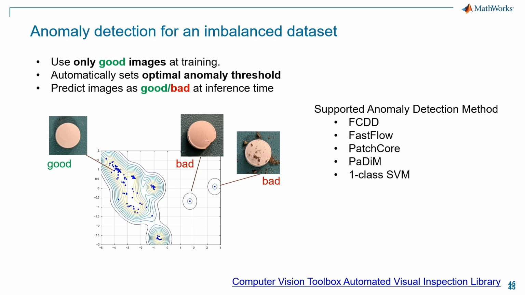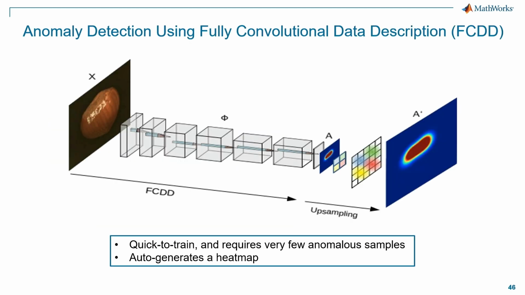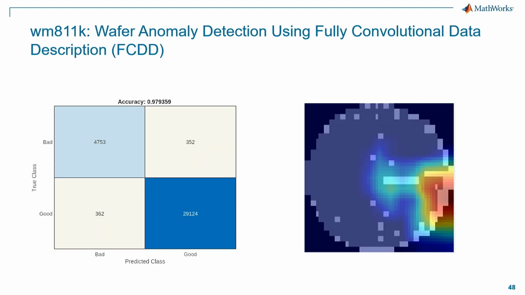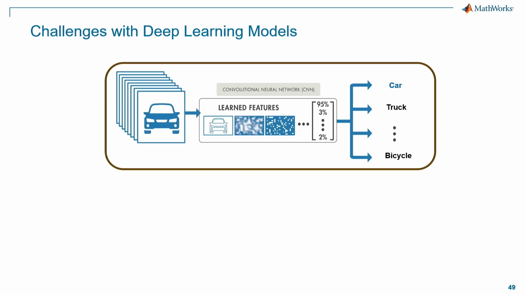Then we want to handle the imbalanced data set. We start with the fully convolutional data description, FCDD, which is quick to train and requires very few anomaly samples. This one can automatically generate a heat map. Let's go back to the wafer data. Using the convolutional data description, we have a heat map to see whether your detection is correct or not. Then you can have confidence in that.